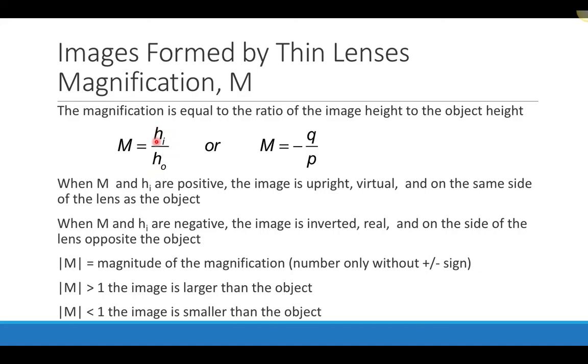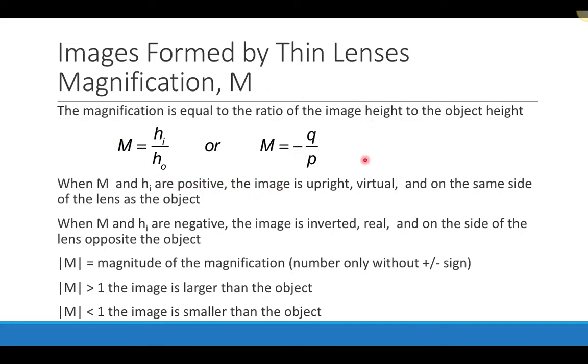But it is important also to take into account whether the image is upright or inverted. So if an image is upright or an object is upright, it would have a positive height, and if it's inverted, it would have a negative height. The other way that we can define the magnification is it turns out that the magnification is equal to the ratio of the image distance to the object distance, with an overall minus sign in the front.